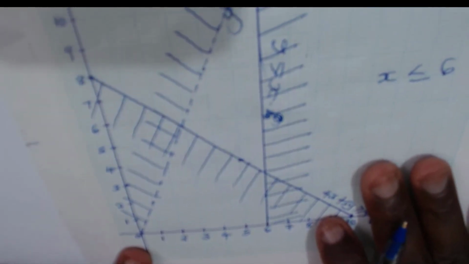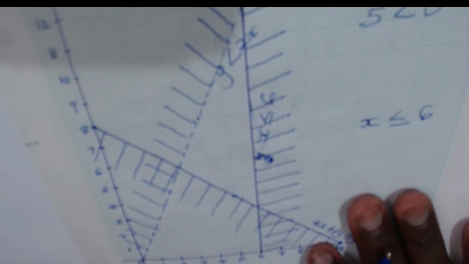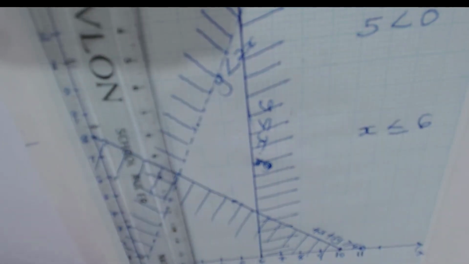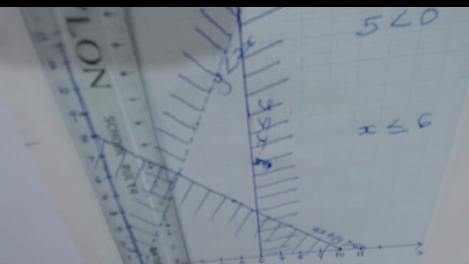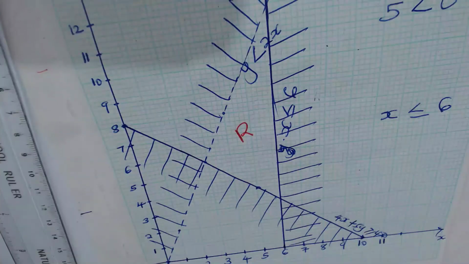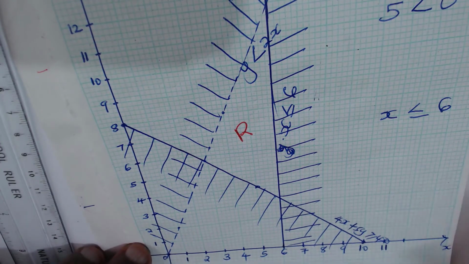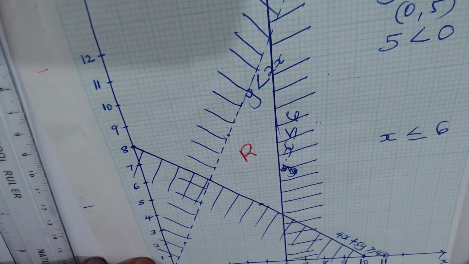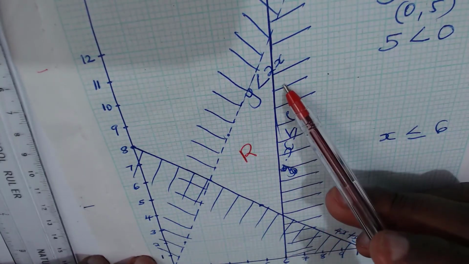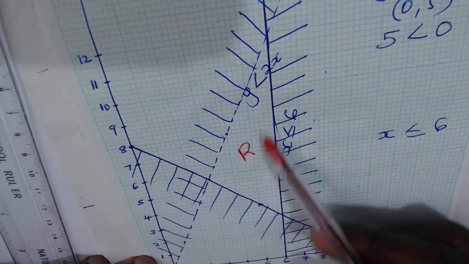So as you can see now, we have shaded everything, and now we have the required region. The required region is the region that is here, that is unshaded. So that is how you're supposed to graph the inequalities. You have the area that is unshaded, the required region bounded by those lines.